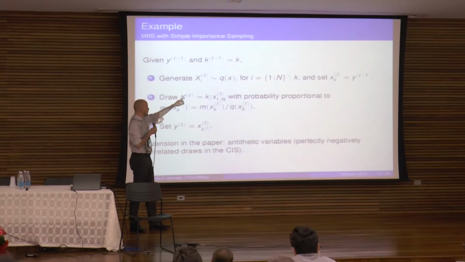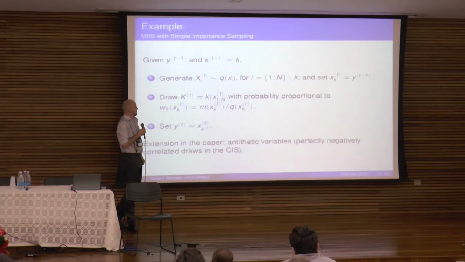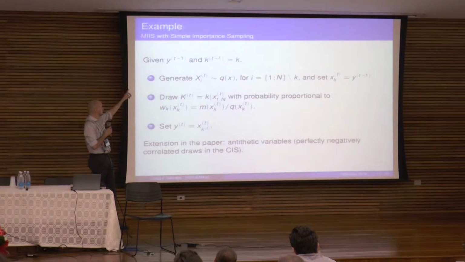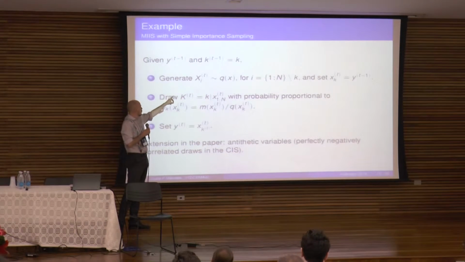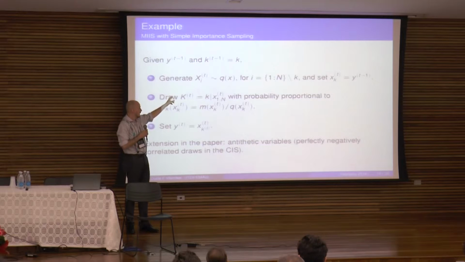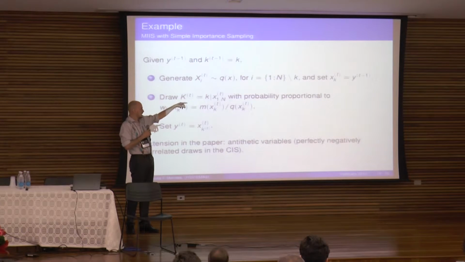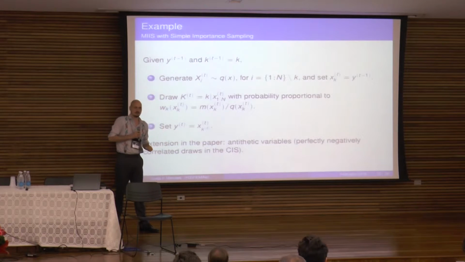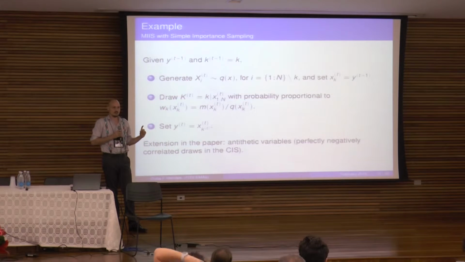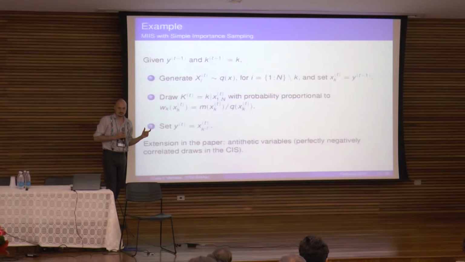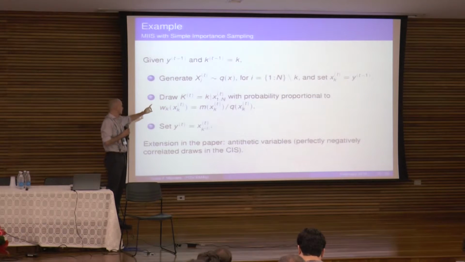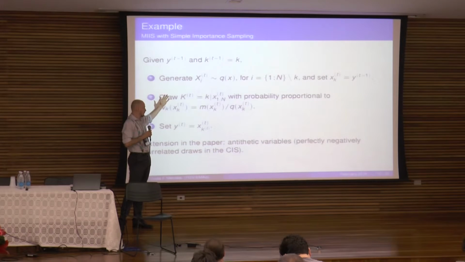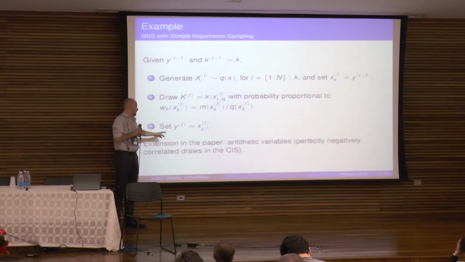So I have a proposal distribution K, and the way it goes is, given some initial state Y and K, I first sample n minus 1 particles from Q, and then I sample particle xk. I set it to be equal to Y, the current state of the Markov chain. It's equivalent to using an identity kernel as a Markov transition kernel. Then I draw one particle K with probability proportional to the weights, and I set Y to be this particle I just sampled.